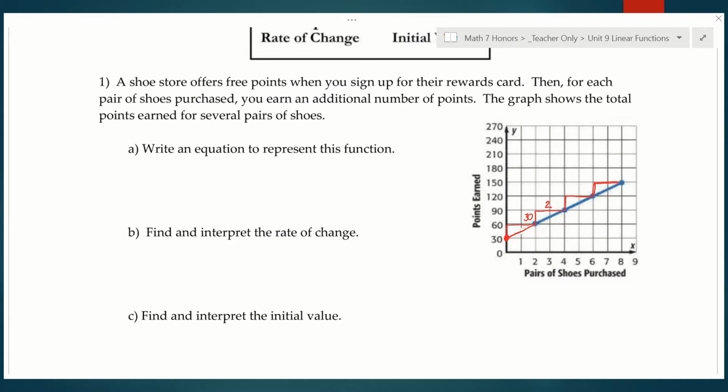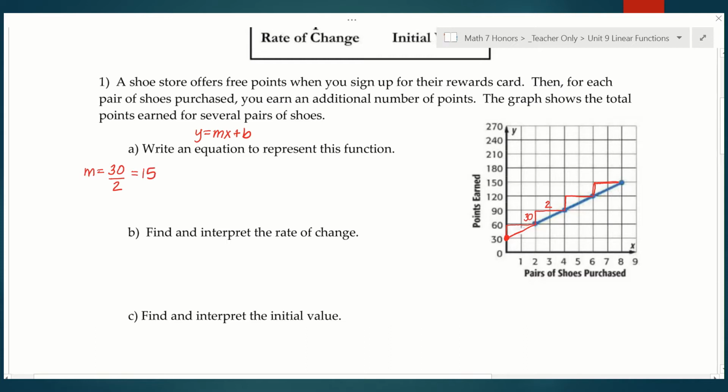Part A says to write an equation to represent this function. We did this in previous lessons: when we write an equation of a line, we use slope-intercept form, which looks like y equals mx plus b. In order to write the equation of this line, I need 2 things: the slope and the y-intercept. Thankfully, we just talked about the slope. Remember, the slope is the rise over run. When I was going from point to point, each time I was rising 30 and running 2, which means that my slope is 15.